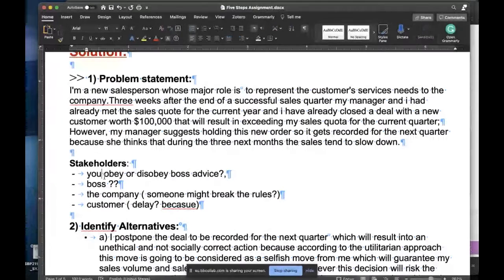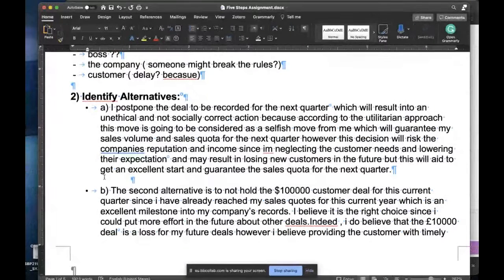Okay, so you decided on two alternatives. Which are the alternatives? Postpone the deal to be recorded for the next quarter. This would result in an unethical and socially incorrect action, because according to the utilitarian approach, this move is considered selfish, as it guarantees my sales volume and sales quota for the next quarter. However, this decision will risk the company's reputation and income, since I'm neglecting the customer's needs and lowering their expectations, losing new customers in the future. But it will help get an excellent start and guarantee the sales quota for the next year.